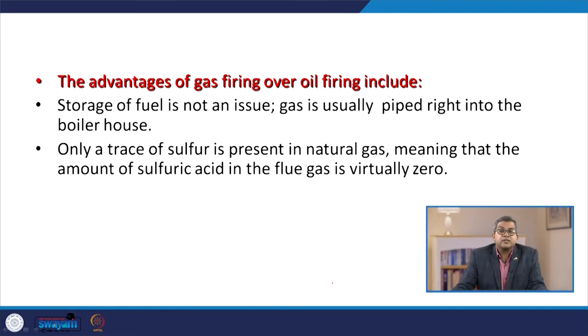This includes that the storage of fuel is not an issue. Gas is usually piped right into the boiler house. Only traces of sulfur are present in natural gas, meaning that the amount of sulfuric acid in the flue gases is virtually minimal.